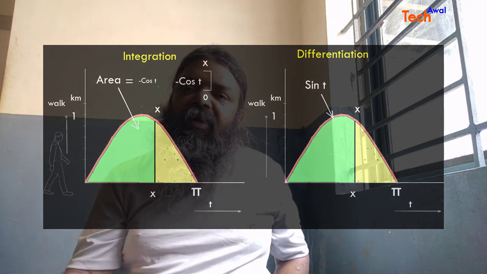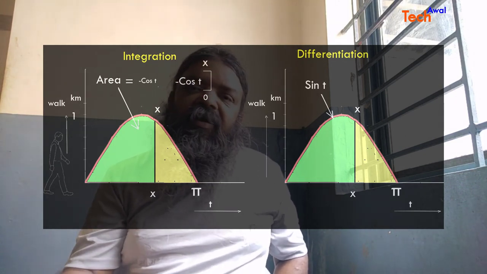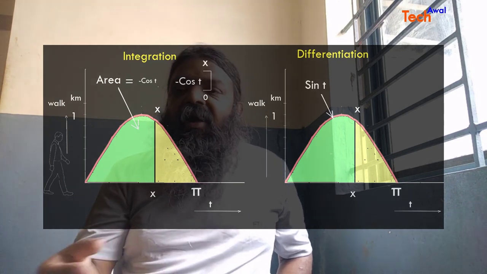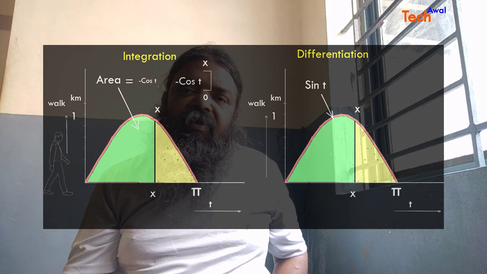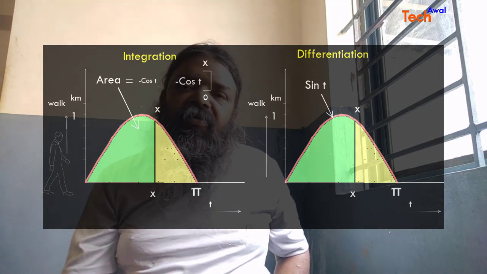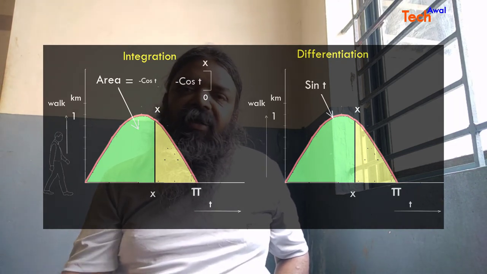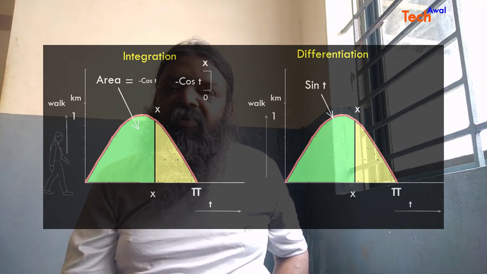So first is 7t, differentiation of 7t is 7. Another is t square by 2, differentiation of t square by 2 is t. Here it is minus cos t, that is the integration of sin t; we got minus cos t. Differentiation is sin t. So differentiation is nothing but the speed at which the addition is happening. So that is the differentiation.